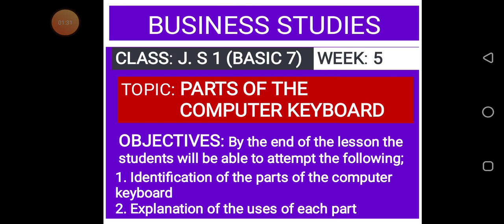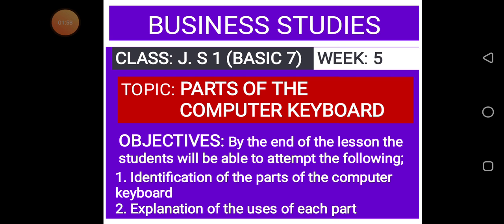So for this week, we say the topic is parts of the computer keyboard. And by way of objectives, by the end of this lesson, the students will be able to attempt the following. One, to identify the parts of the computer keyboard. Then two, explanation of the uses of each part of the computer keyboard.